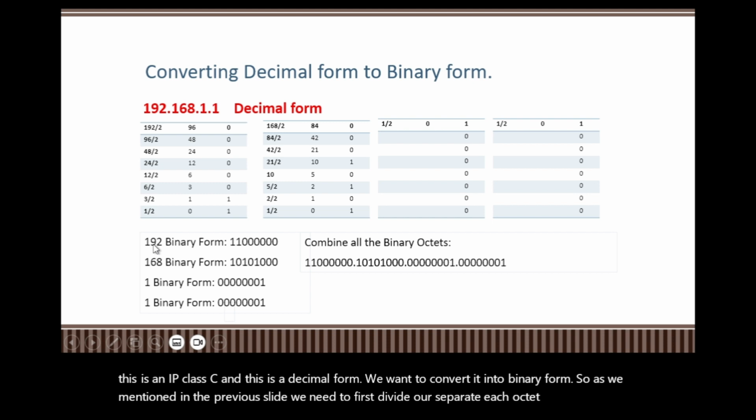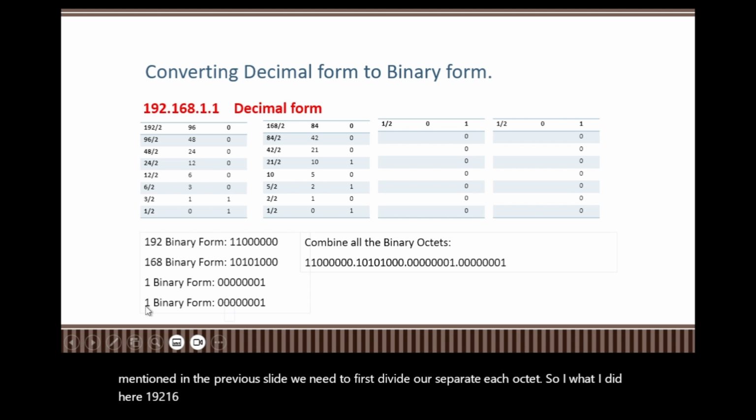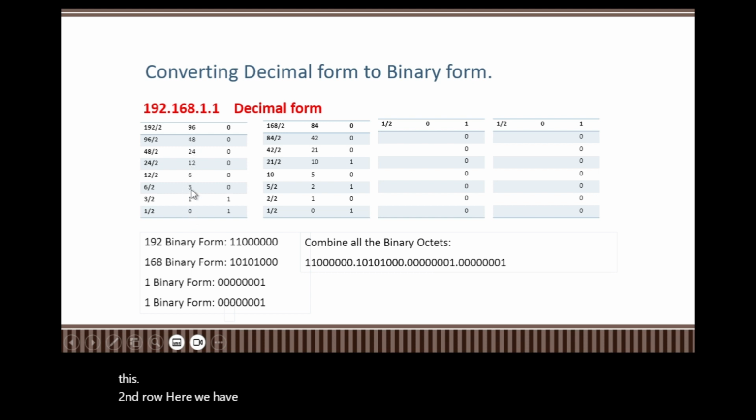So what I did here: 192.168.1.1, and then we divide each octet separately until we reach 0. And if you see here in this second row, we have 0. That means we divided 192 until I reached 0, and then I stopped. So let's see how it works.